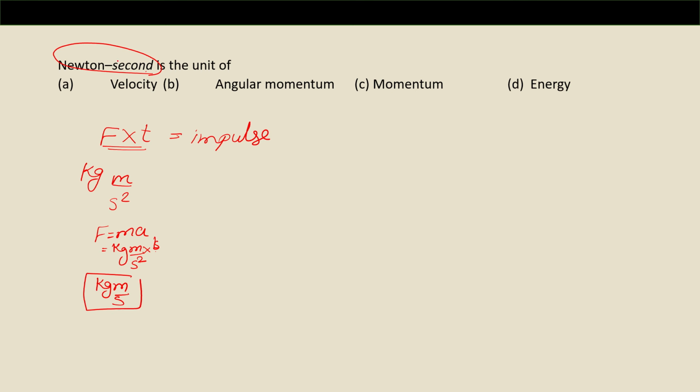Now we will find out the dimension of velocity. So velocity का dimension क्या हो गया? Velocity is displacement upon time. Displacement is meter and time is second. So meter per second. So match हुआ क्या? नहीं हुआ ना. So simply this is a wrong option.